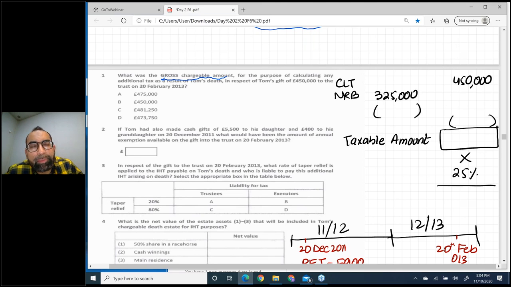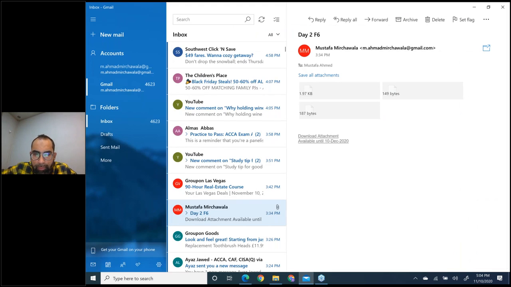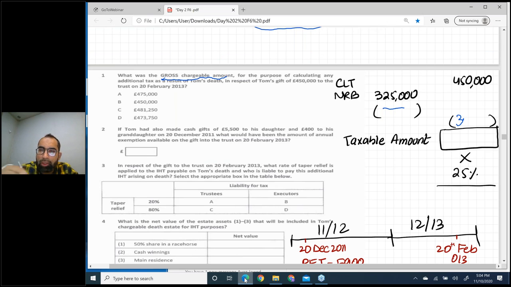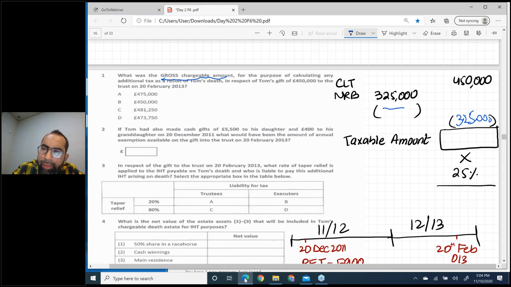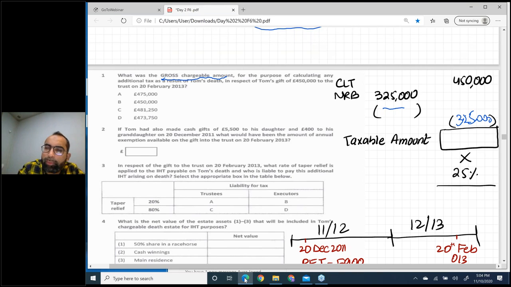Now the 7-year accumulation principle: NRB is available for the last 7 years. So you stay at 1st February 13 and you look back 7 years. There is no gift in the last 7 years, so this NRB is free. This NRB is unused, so you will use the complete 325,000 here. So 450,000 minus 325,000 is, I think, 125,000.